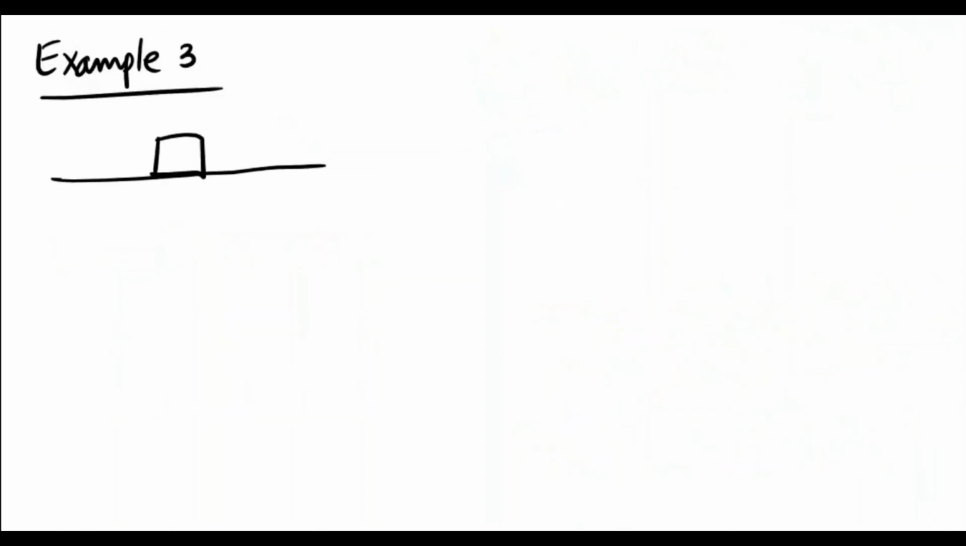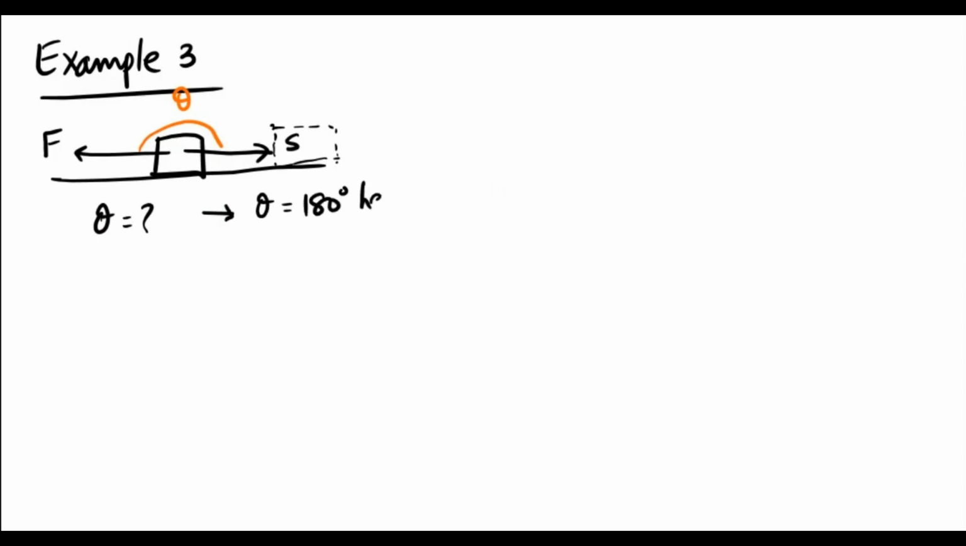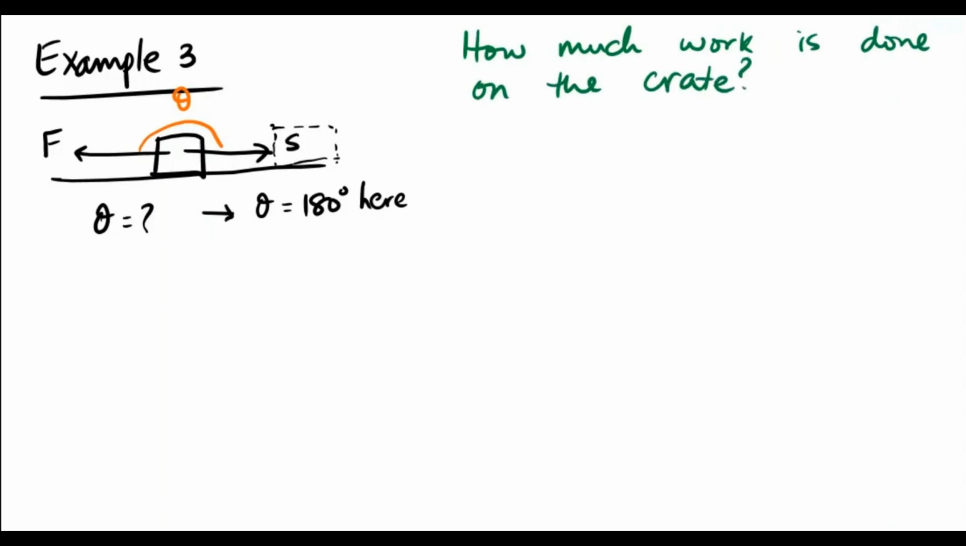So let's take a look at another example. This time we're going to change the angle but keep the force and displacement the same. Let's say we have the same crate, pulled with a rope. This time we have a different angle, and we're trying to find out how much work is done on the crate. We think that somehow the crate has moved to another position, and that's what I've placed as a dotted box. So the angle, if you look at the picture, is 180 degrees here, and we're going to use the same force applied and the displacement from the previous examples.